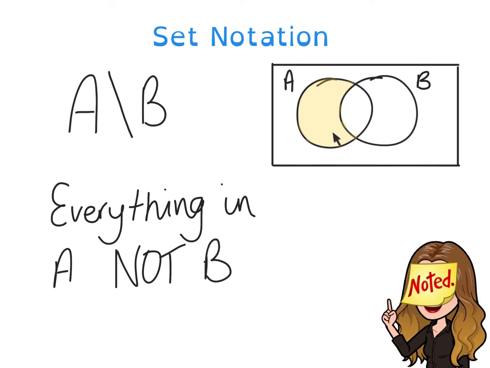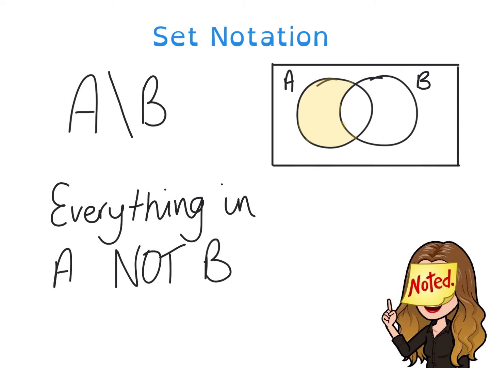This shaded area refers to everything in A, not B. Everything in A that has nothing to do with B. We can't include the intersection because that includes B. The same way if you said B not A, it would be everything in this part of B but not A.